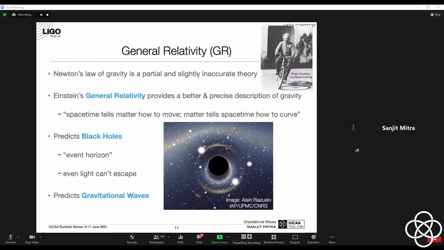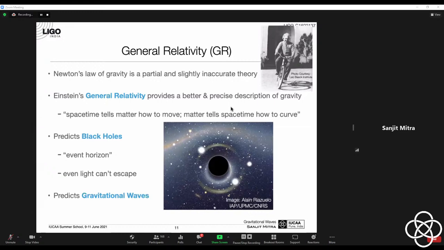And also, Newton's laws told us that the reason why the moon is going around the Earth is the same reason why an apple is falling on the Earth. And all those things were kind of unified.